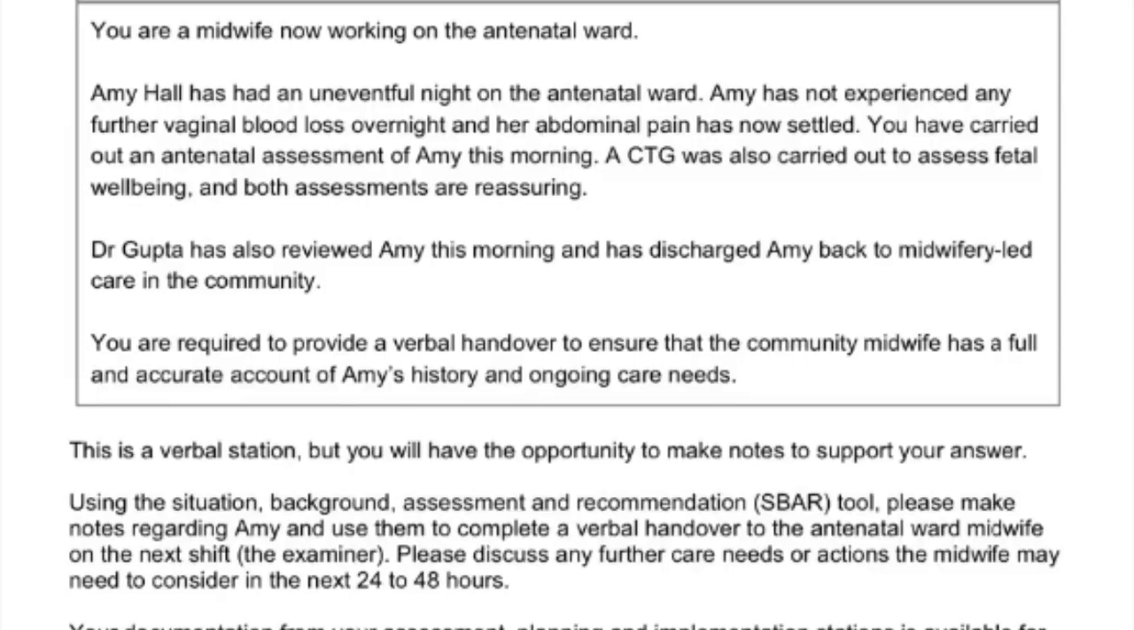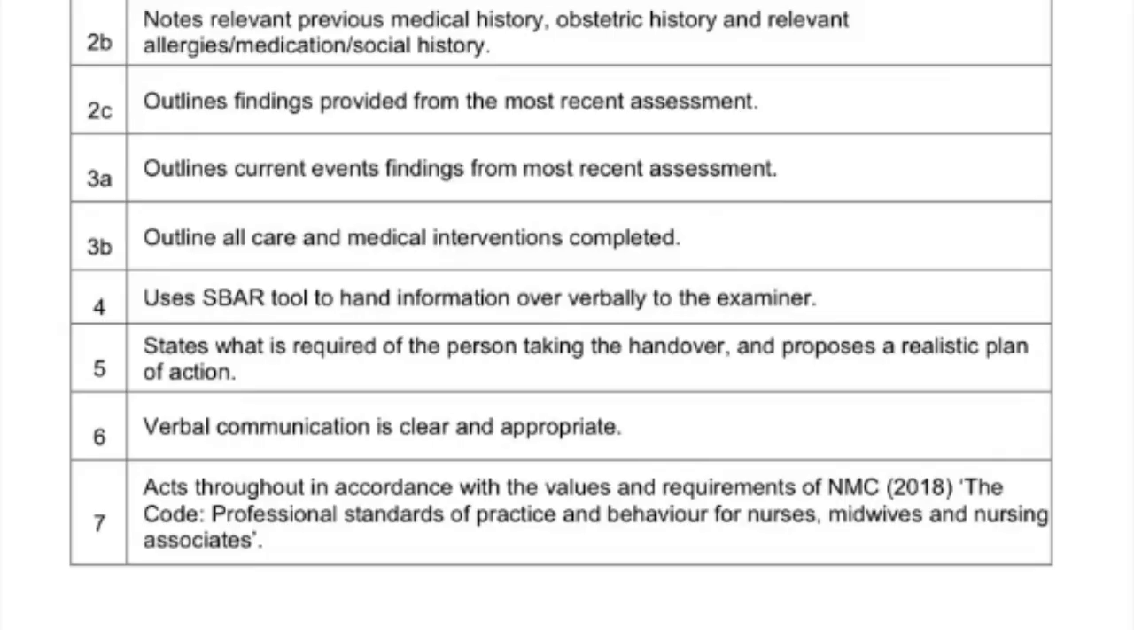In the case of Amy, they've said you carried out an antenatal assessment on her this morning. A CTG was also done. They haven't said they did any medical intervention or procedure for her, but if there is, you have to outline it. Using the SBAR tool to verbally hand over to the examiner, states what is required of the person taking over, and proposes a realistic plan of action.